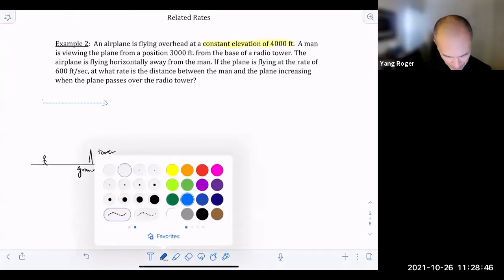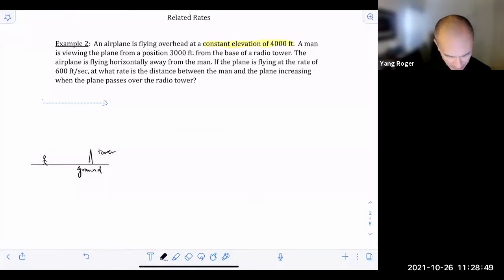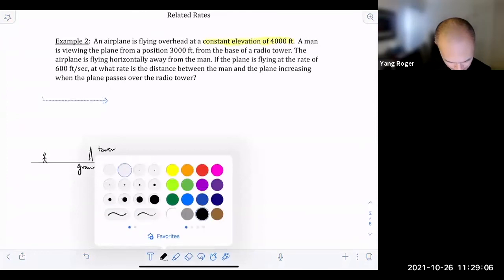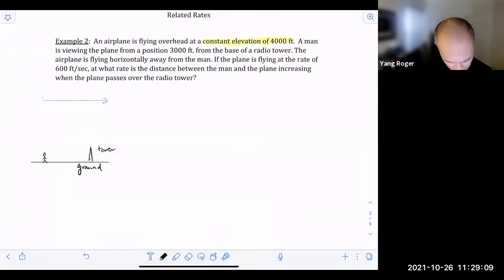What else do they tell me? They tell me that the man is 3,000 feet away from the tower. So from here to here is 3,000. I don't need that dotted. Hold on. From here to here, it's 3,000 feet. What else do they tell me? They tell me that the height of the plane where it's flying, that's a constant 4,000 feet.